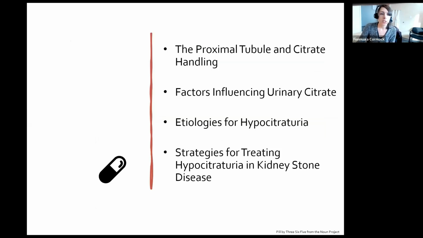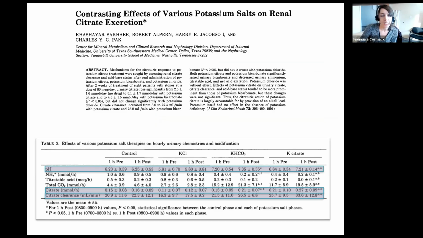So what about strategies for treating hypocitraturia and kidney stone disease? I've alluded to this. This was a study, again led by Charlie Pack's group, treating 8 stone patients. It was 18 days of treatment, and there were 4 phases: distilled water, potassium chloride, potassium bicarbonate, and potassium citrate. They were all treated with 80 milliequivalents daily. It was liquid as opposed to pill.